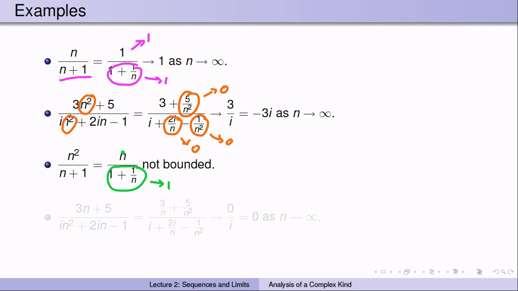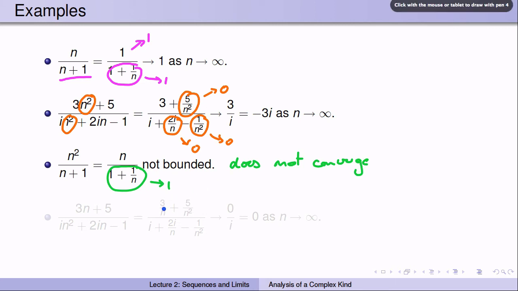However, the numerator gets bigger and bigger. And if I divide a really big number by a number that's almost 1, the really big number doesn't change a whole lot. And so this sequence is not bounded. It just gets bigger and bigger. The numerator is simply stronger than the denominator. The sequence is not bounded, and so it does not converge. By our fact, convergent sequences are bounded. But since this one is not bounded, it cannot converge.